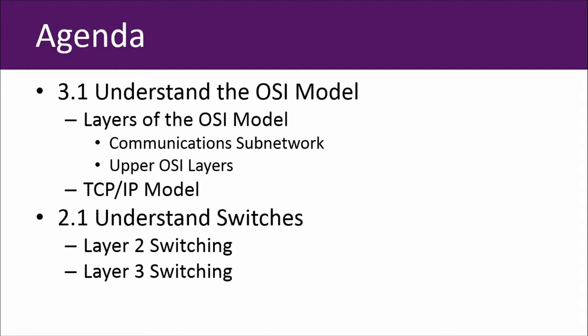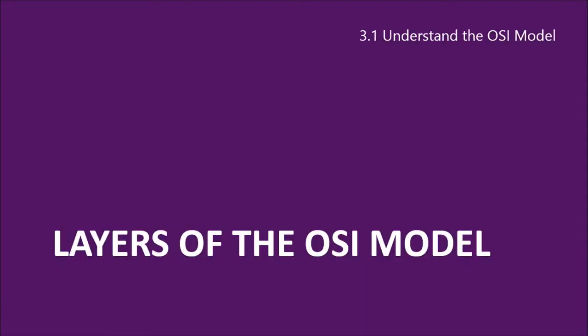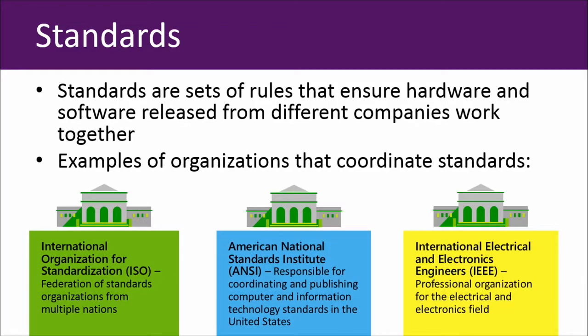But we will move on to 2.1, which also requires us to understand switches, right? Layer 2 switching and layer 3 switching. All of this layer discussion will make a lot more sense after we review the layers of the OSI model, and that's why we're going to review these two objectives together. All right, so without further ado, let's talk about the layers of the OSI model.